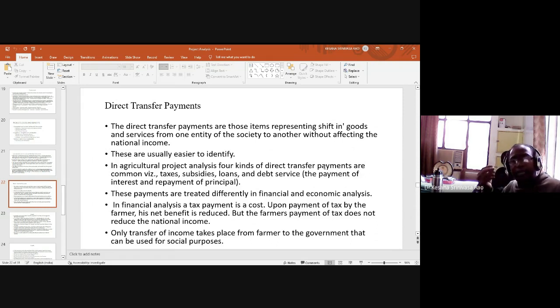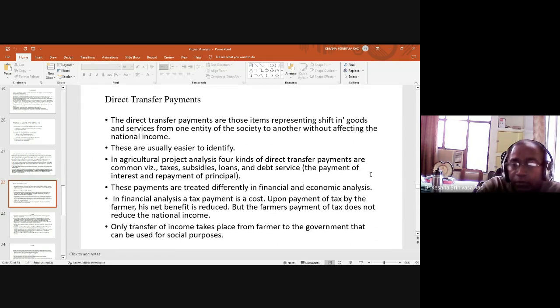Upon payment of a tax by the farmer, his net benefit is reduced, but the farmer's payment of tax does not reduce the national income. So that is what we have to understand. Only a transfer of income takes place from the farmer to the government, which can be used for social purposes. If that happens, then society will get benefit out of it.